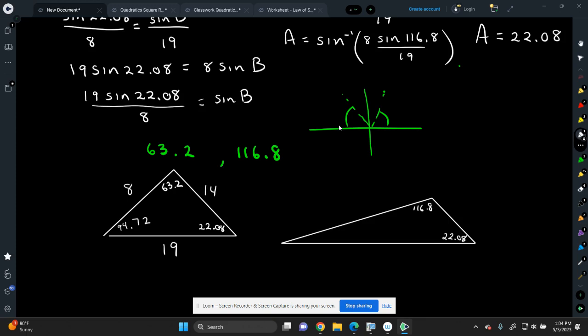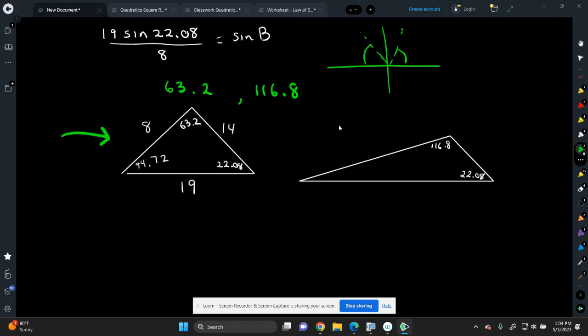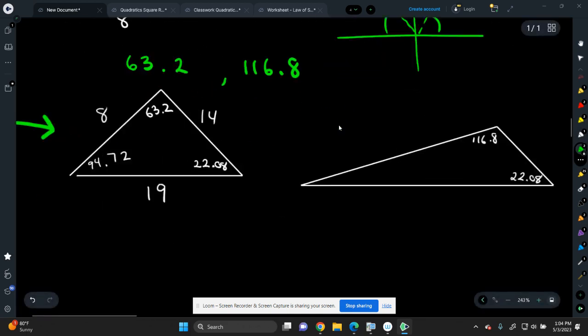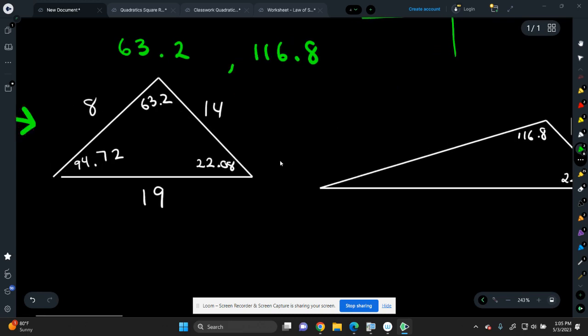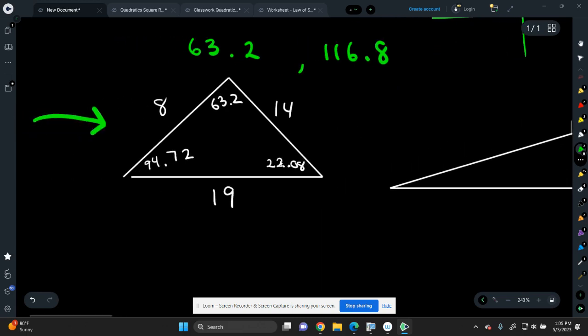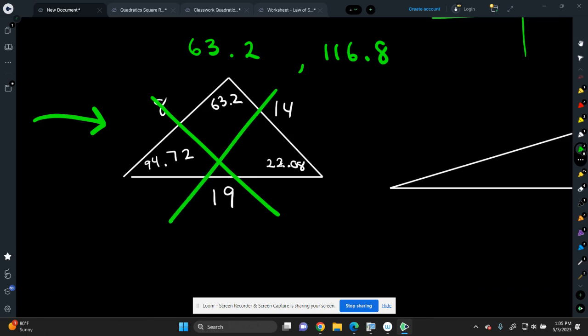Is it possible for this to be the correct triangle? Look at the angles and look at the sides. What do we know? How do they correspond? 19 is the biggest side and 63 is not the biggest. Right, 19 is the biggest side, which means it should be opposite the largest angle. Which means this triangle does not fit the scenario. That is not a solution because the largest angle is not opposite the largest side.